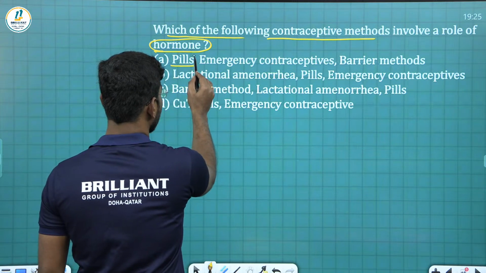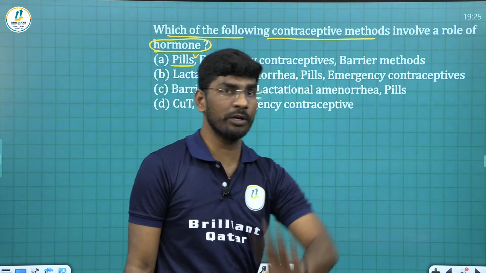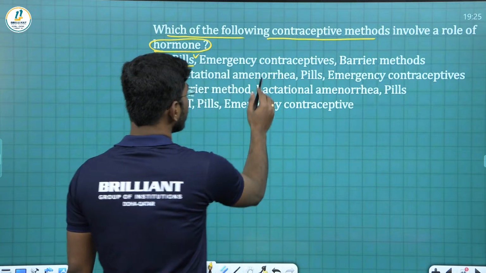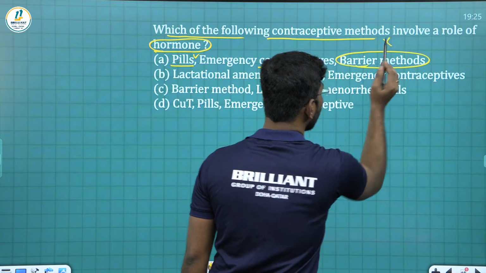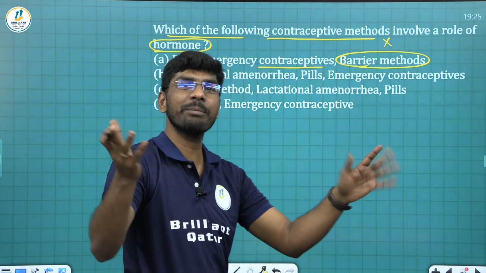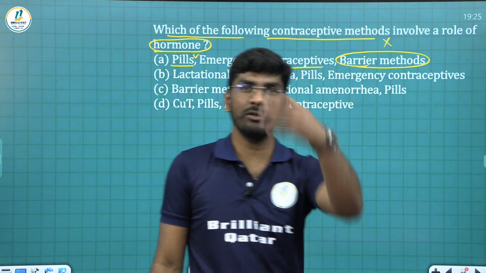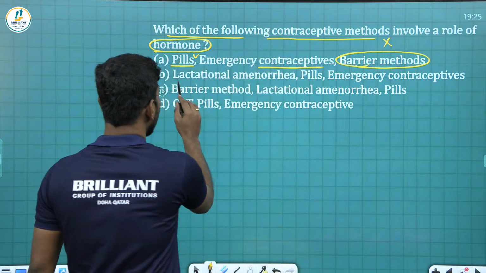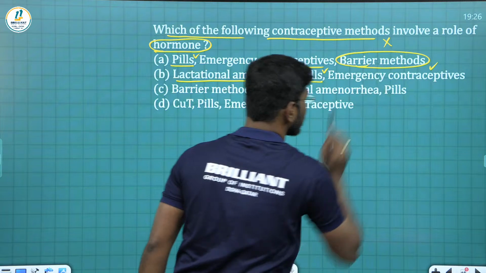Pills, okay, correct. Pills are hormonal. Estrogen, progesterone, hormonal ones. Next, emergency contraceptives. Barrier methods, no. Barrier methods are not disturbing any hormones, beta, so leave it. Option A, leave it. Option B, lactational amenorrhea. Pills, yes. Emergency contraceptive, yes.